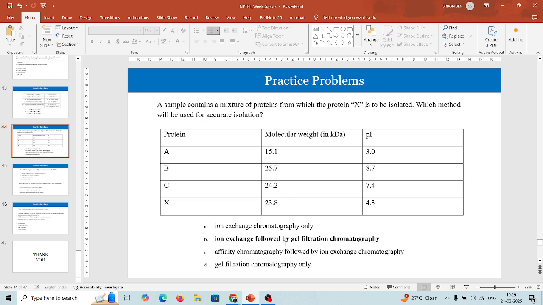But if there was an option of gel filtration chromatography followed by ion exchange, that would also have been correct. But if only one option has to be correct, then it has to be this, because when you do gel filtration first, it would only separate A from that, and there would be a mixture of B, C and X. So the number of contaminants along with X is more. In different stages, you have to remove as many contaminants as possible.